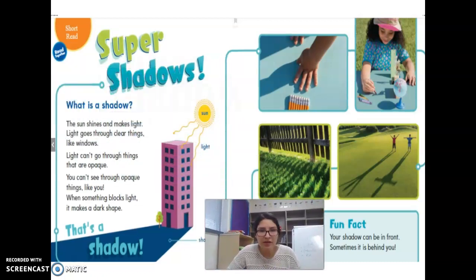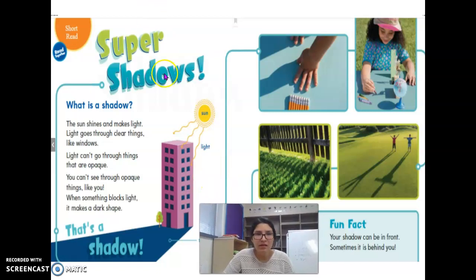Let's go ahead and look at a little example. So this story right here is called Super Shadows. This is an example of an informational text. It's a little science text. Something that we'll be learning, okay? And we're going to figure out the central idea. All right, let's go ahead and get started. Super Shadows. What is a shadow? The sun shines and makes light. Light goes through clear things like windows. Light can't go through things that are opaque. You can't see through opaque things like you. When something blocks light, it makes a dark shape.